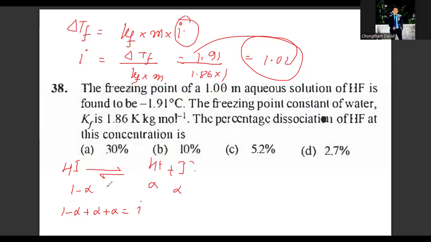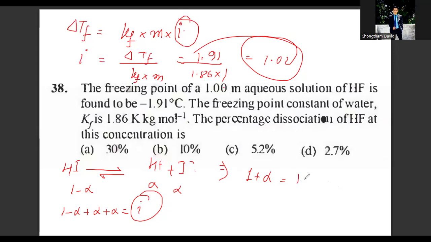Because initially you have taken 1 as the number of moles before the reaction starts. So i, after calculation, you have 1 plus alpha, which would be equal to this value of i. Calculate. You can easily answer this question.